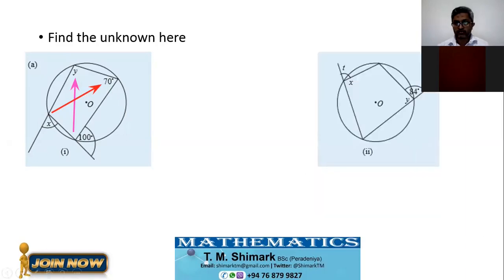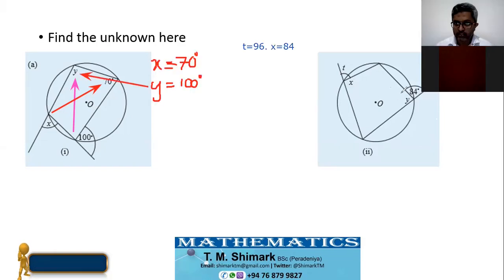Next question, we will check this one. We need to find three unknowns: x, y, and t. Now this one is very clear. x is going to be the interior opposite angle for this 84. So x is going to be 84, that's correct. And we can find this one too. This is on one straight line, so 84 plus this one is going to be 180. That means it's going to be 96.